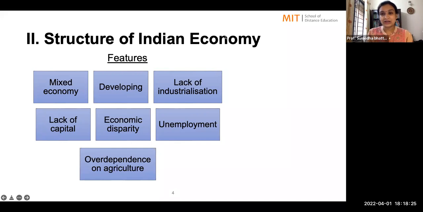Last is over-dependence on agriculture. More than 60% of the population is directly or indirectly dependent on agriculture for its livelihood. And still, its contribution to GDP, so far, was 17.8%. As per the latest data, it has gone for the first time to 20%. So we can see the mismatch: 60% of the population being engaged in agriculture, and the contribution to the GDP, which has now reached a peak, looking at the Indian conditions, is 20%. So this is all about the features of the Indian economy.